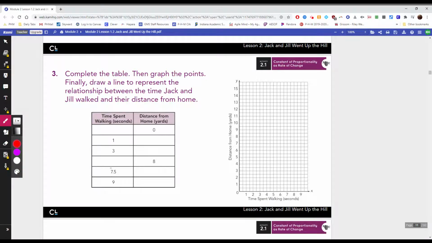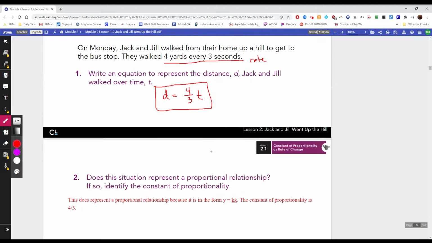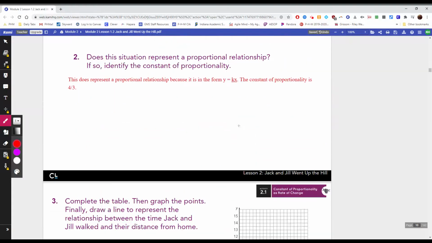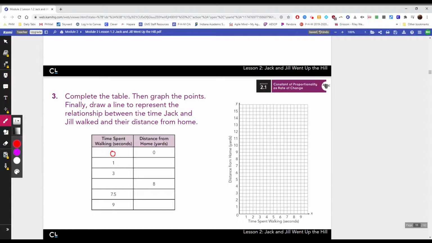So this is the seconds that they spend walking. This is the distance they travel in yards. So obviously, if they travel 0 yards, they've spent 0 seconds walking. Now, for 1 second walking, lots of ways we could do this, but we already know that they are traveling at this rate. So let's write this as a ratio: 4 yards every 3 seconds.